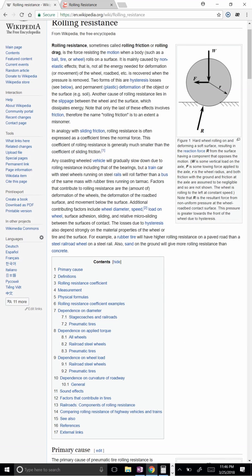So here we have rolling resistance, otherwise called rolling friction. It is the force resisting the motion when a body such as a ball, tire, or wheel rolls. Obviously we're talking about a tire, or you'd say a wheel, so a tire of a car or an RC car. Not all the energy needed for deformation or movement of the wheel or roadbed is recovered when the pressure is removed.